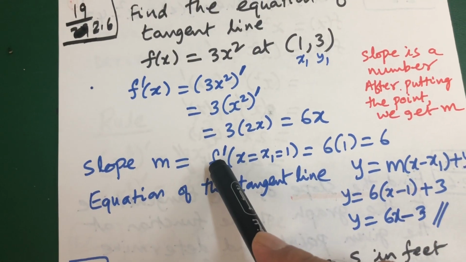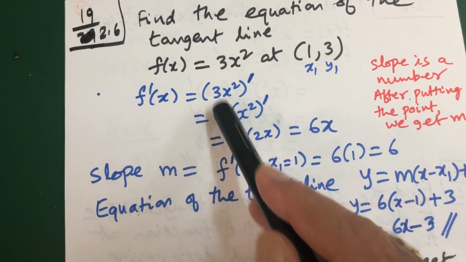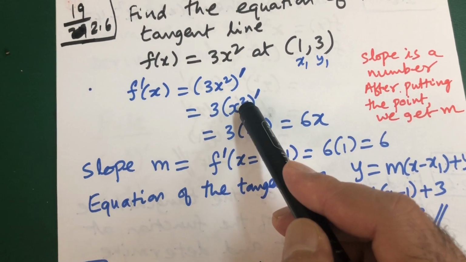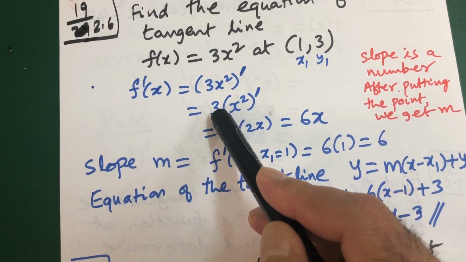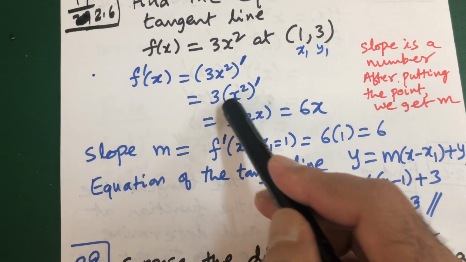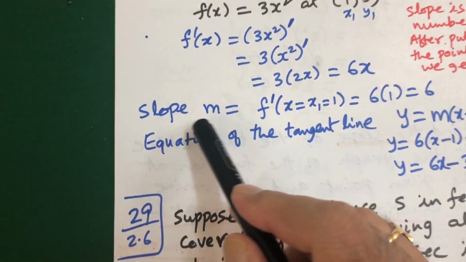See this f dash, so f dash x. Take the derivative of 3x square. Whenever x is there, the 3 will not participate; only x square will participate in the derivative. The 3 stays the same, and the derivative of x square is 2x. 3 multiplied by 2x is 6x. This is called the derivative.